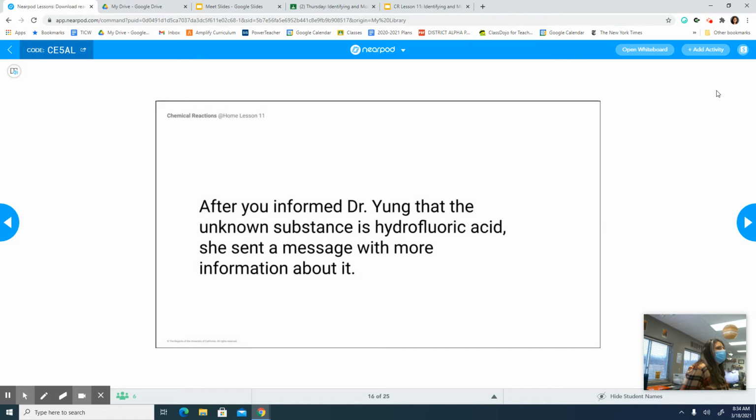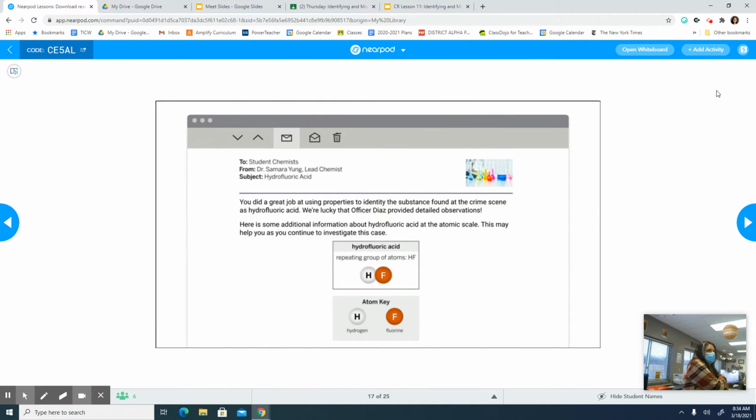After you inform Dr. Young that the unknown substance is hydrofluoric acid, she sent a message with more information. You did a great job using the properties to identify the substance found at the crime scene as hydrofluoric acid. We are lucky that Officer Diaz provided detailed observations. Here is some additional information about hydrofluoric acid at the atomic scale. This may help you as you continue to investigate this case. So, hydrofluoric acid is a repeating group of atoms made up of hydrogen and fluorine.